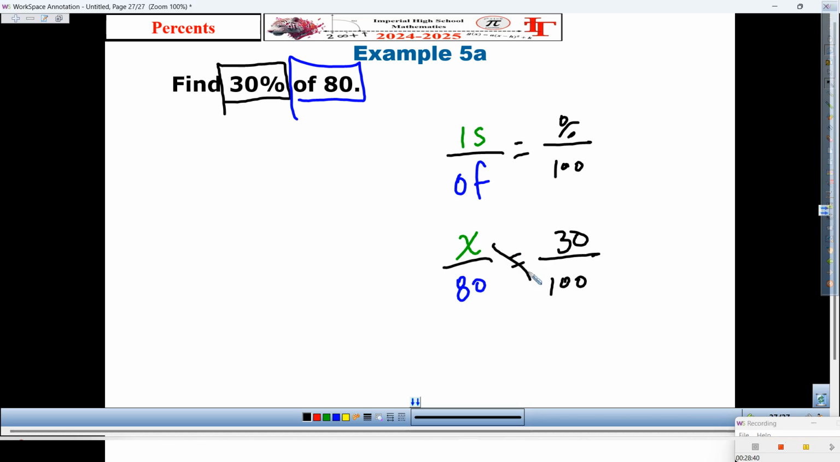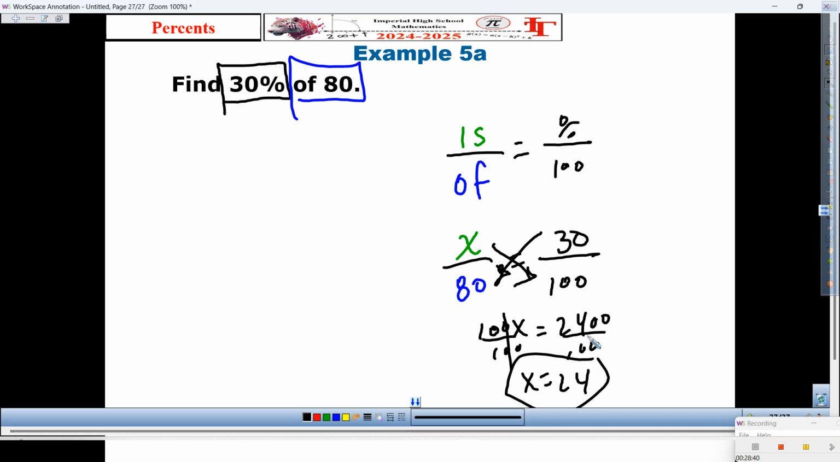Cross multiply. Divide by 100. X equals 24. Very simple, yes? All right, copy that one so you can have it as an example, please.